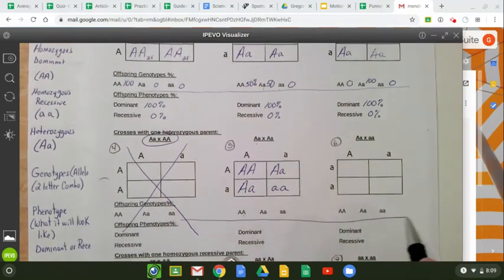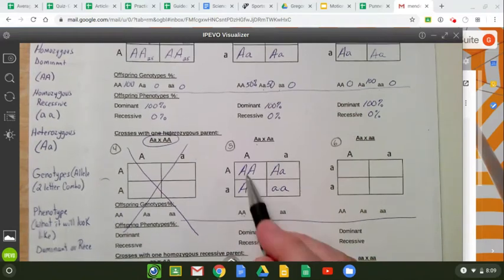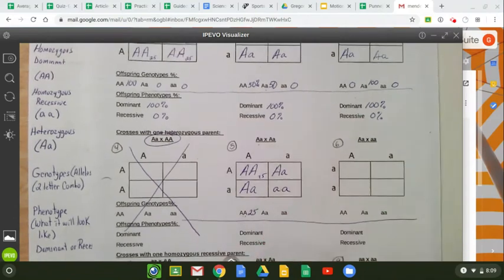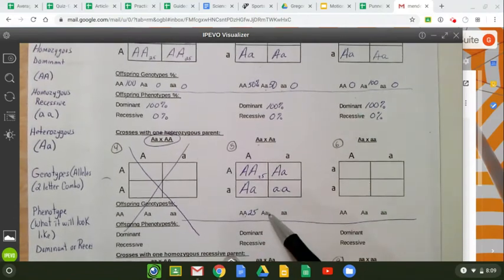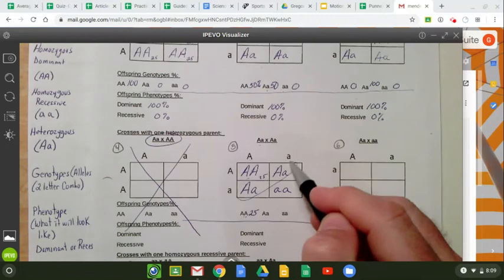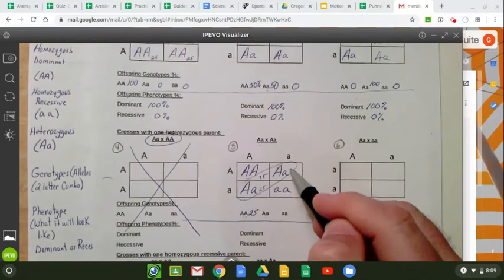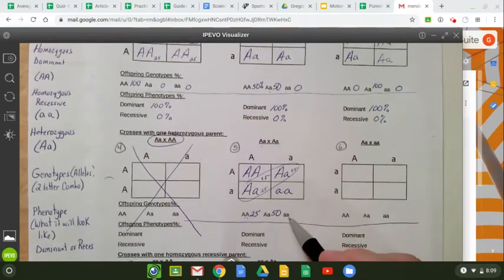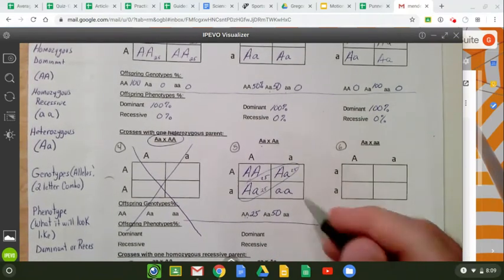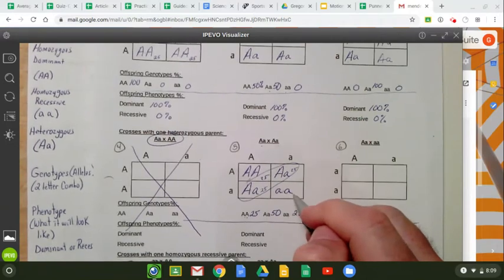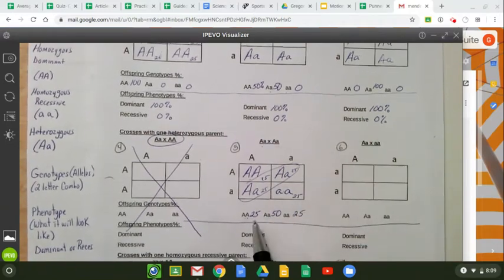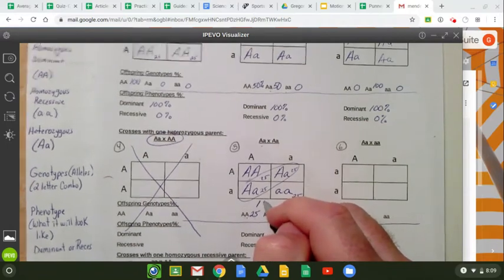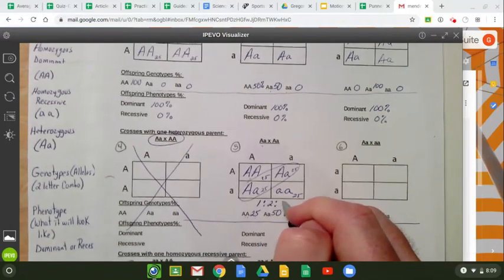What percentage has homozygous dominant? Well, there's just one. So 25%. What percent has heterozygous? Well, I see 2 out of the 4. So 25 and 25 is 50%. And then what percent is homozygous recessive? That's 25%. So here, we have 25, 50, 25. That's a 1 to 2 to 1 ratio.